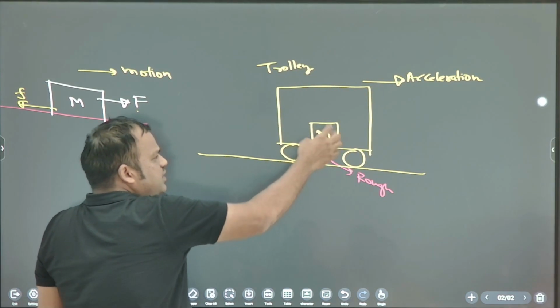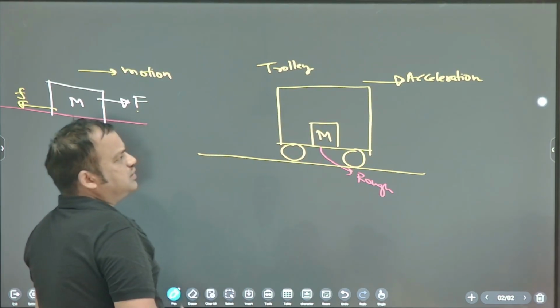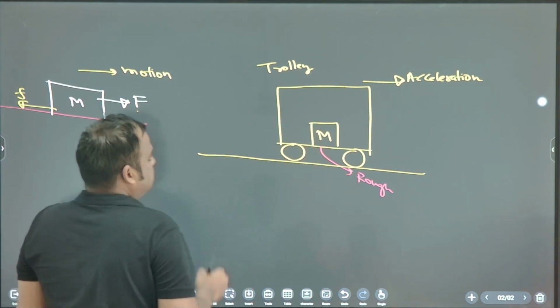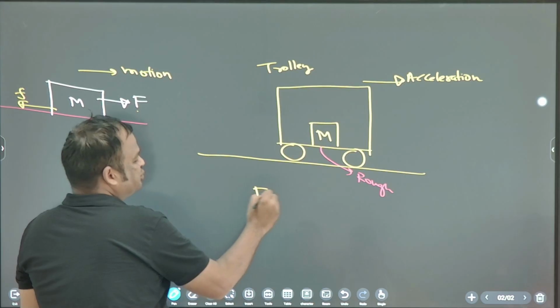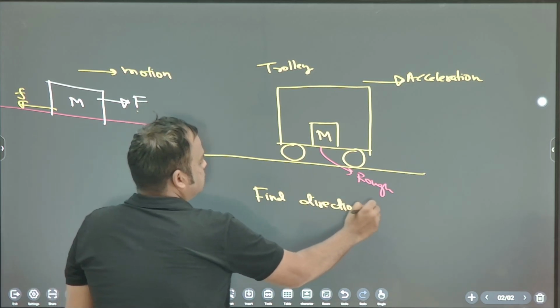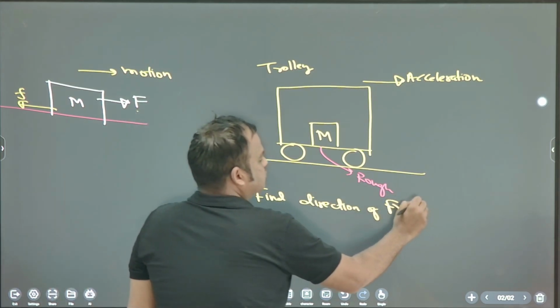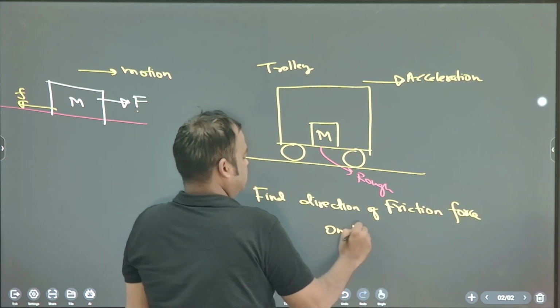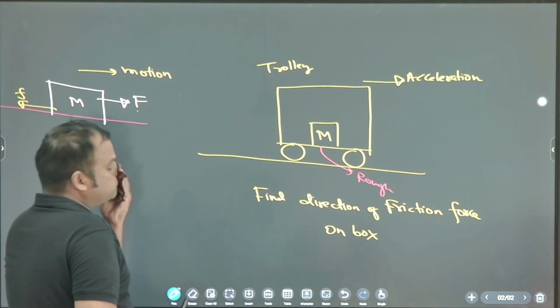Now can you tell me what is the direction of friction force on the box? Find the direction of friction force on the box.